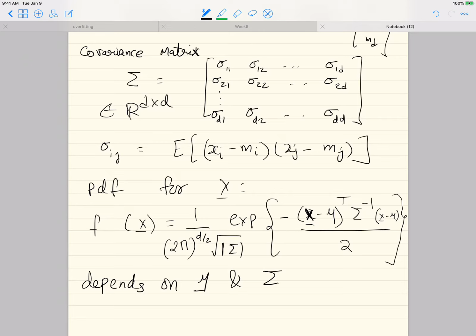If you look at the locus of points where fx is constant, it's this function here, x minus mu transpose sigma inverse x minus mu, being a constant. And if you plot them, it will be d-dimensional ellipsoids. In this case, the axes of the ellipse will be the eigenvectors of this matrix sigma. You can easily characterize the directions of those major and minor axes: they just come from the eigenvectors of this matrix.